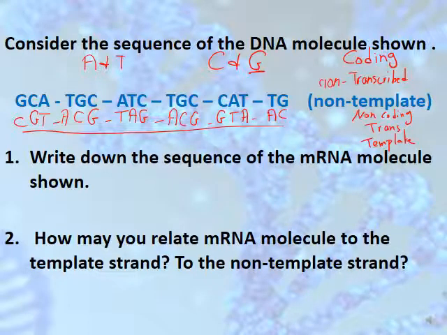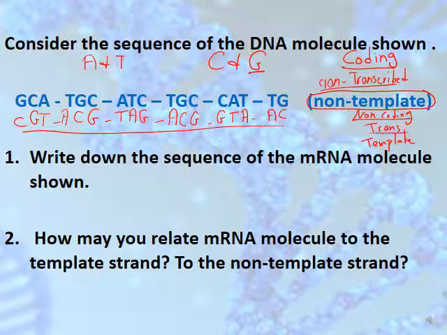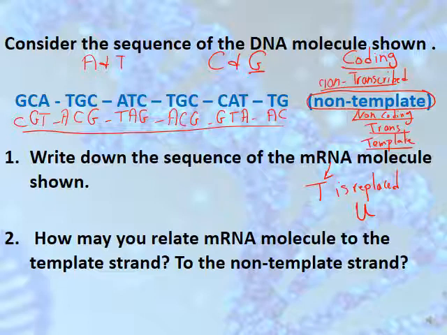How can we determine the sequence of the mRNA molecule? In order to determine the sequence of the mRNA molecule, you have to use one of these two ways. Either you can use the coding, which is the non-transcribed and the non-template, or you use the non-coding, the transcribed, the template. You choose which one you want to use. But you have to be careful with a specific note. In the mRNA, T is going to be replaced by another nucleotide called U. So T is replaced by U. You can use either the non-template or the template.